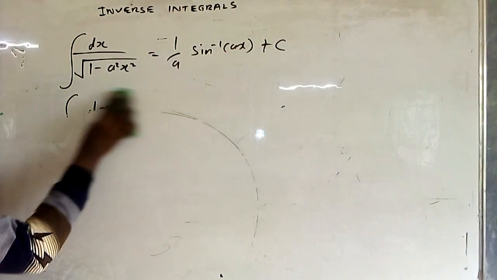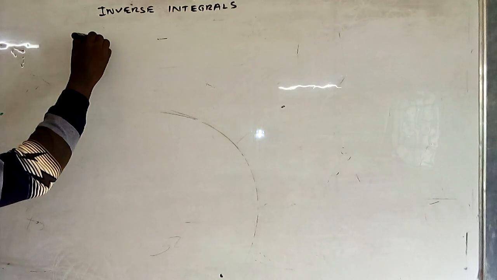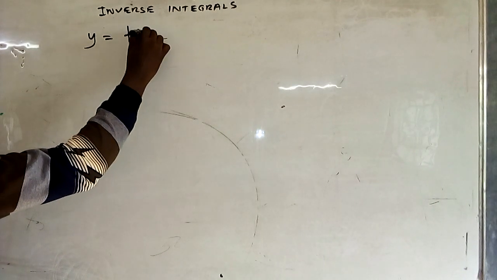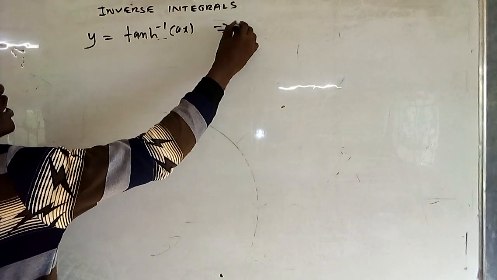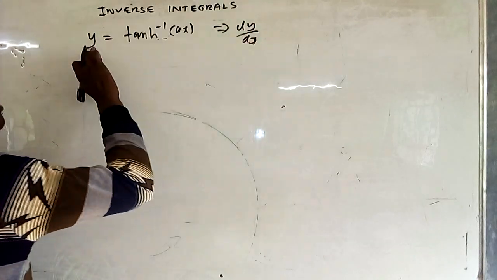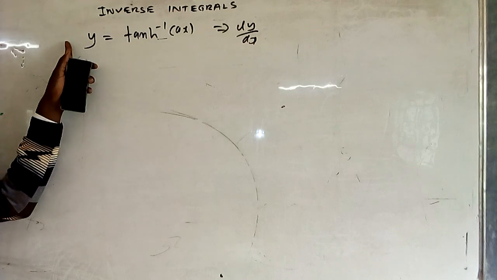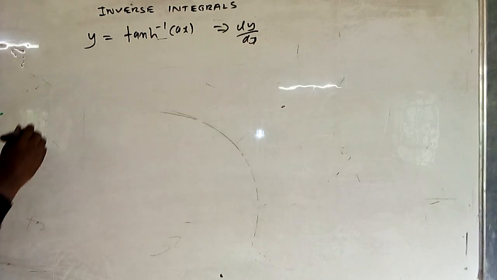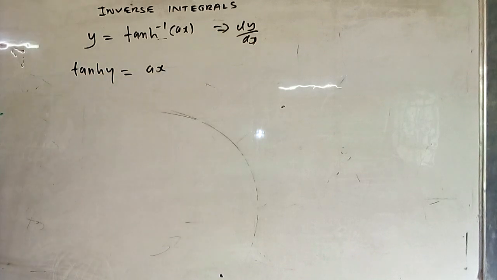This one we've already written in what we were deriving. So hyperbolic, start with the first one. If y is tanh inverse of ax. Hyperbolic ones are very simple. So here, it means if we differentiate, we get dy over dx. To get rid of the inverse function, we bring it to this side of the equation, isn't it? Yes. So if we bring it this side, we have tanh y is equal to ax.